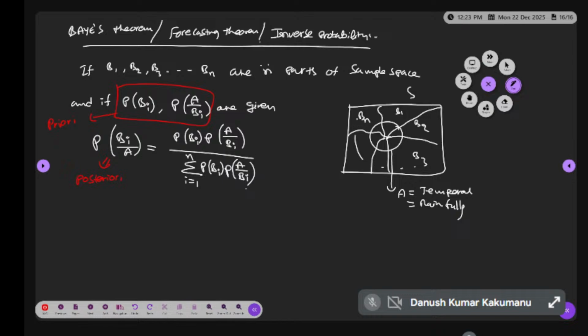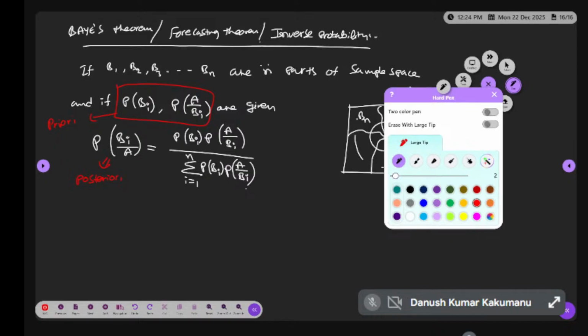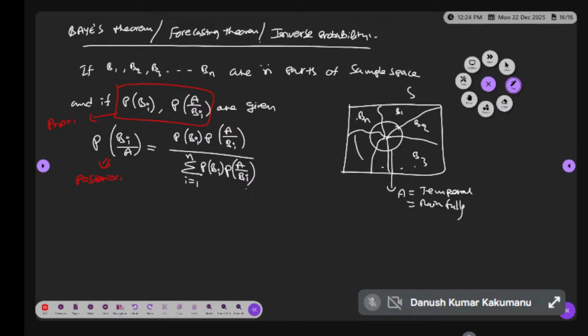Why are we calling it posterior probability? Expecting the future, forecasting. Why is this called inverse probability? By knowing the probability of A given Bi, we are finding the probability of Bi given A. Both are inverse, reciprocal, yes or no? That's why the name is inverse probability, forecasting theorem. Is it clear to all of you? Can we cancel them? No. The denominator is the sum of the n terms.